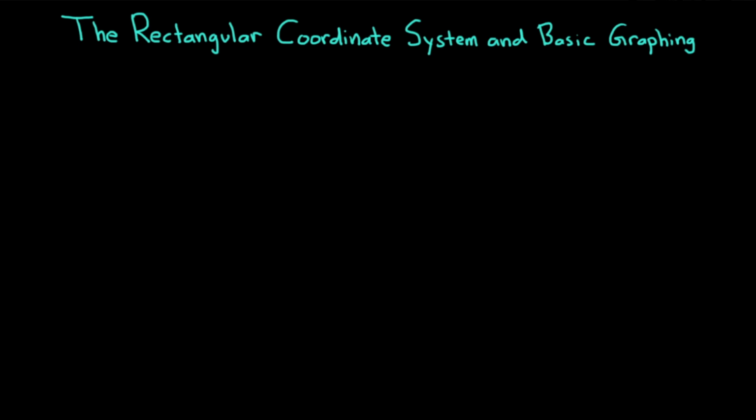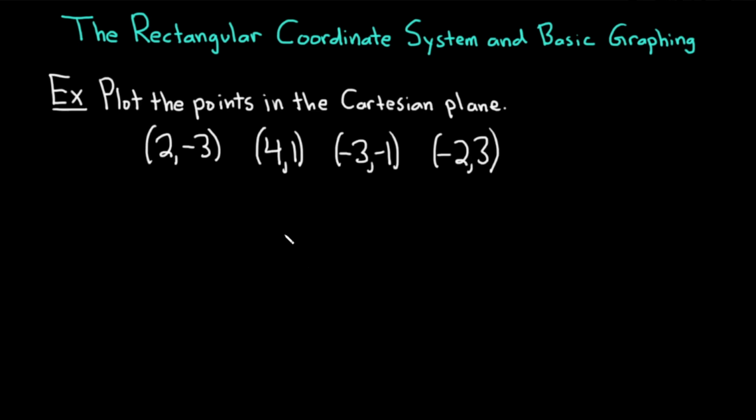In this video, we're going to be discussing the rectangular coordinate system and basic graphing. Let's go ahead and do an example. The question says to plot the points in the Cartesian plane. We have 4 points. The first point is (2, -3). The second one is (4, 1). Then we have the point (-3, -1). And lastly, the point (-2, 3). And we are going to plot these very carefully. Let's work through it. Solution.